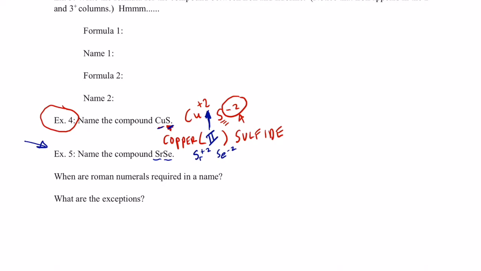We don't need Roman numerals for this, so we're just going to name the metal, strontium. And then we'll name the nonmetal, but we'll change its ending to "ide." So instead of saying seleniumide, we like to say selenide.